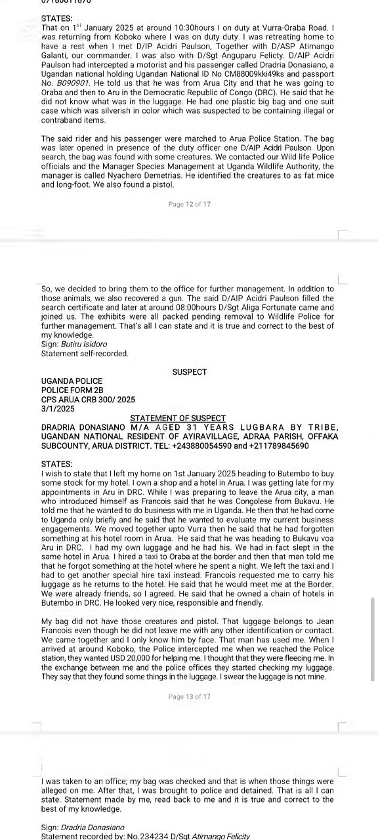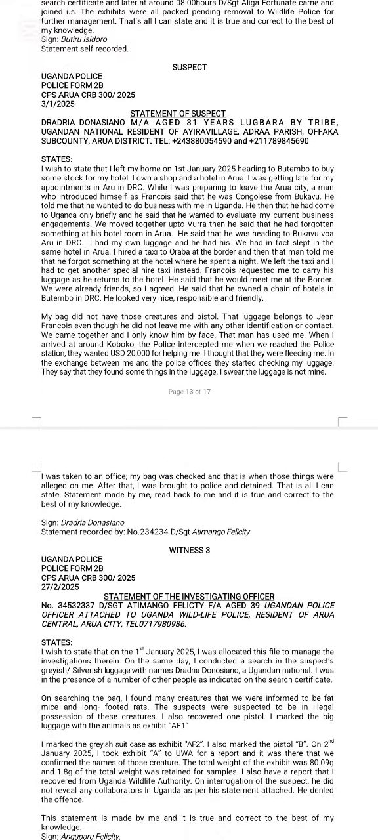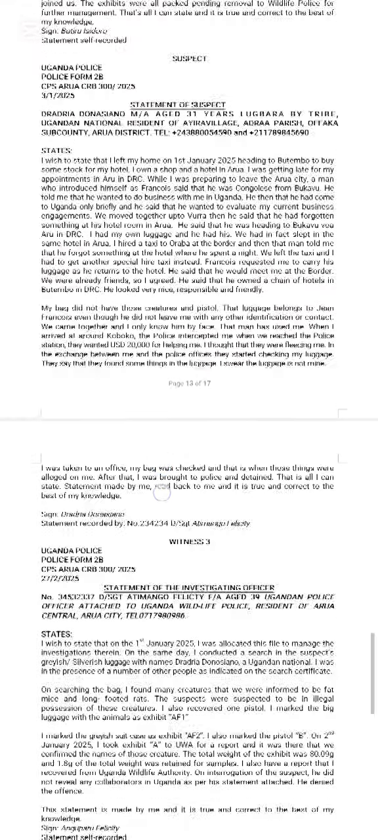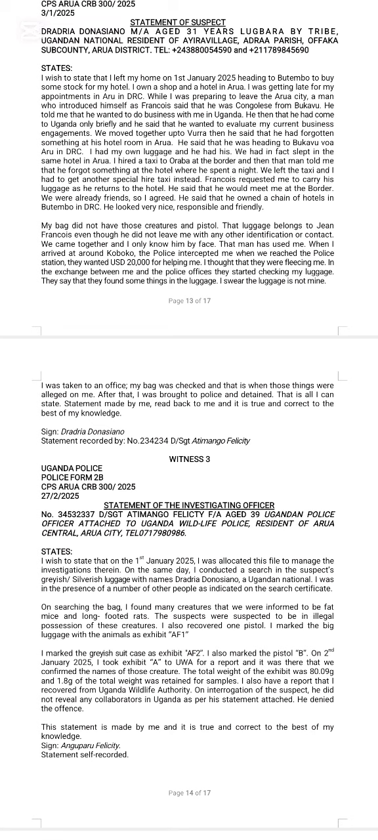Statement of the witness, statement of the suspect: I wish to say that I left my home on 1st January 25, heading to Butembo to buy some stock for my hotel. I own a shop and a hotel in Arua. I was getting late for my appointments in Arua in DRC.